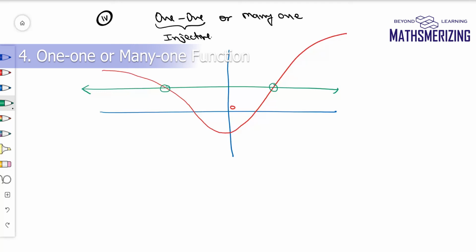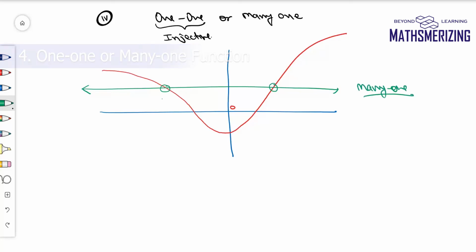So if every time I'm getting only one point of intersection, that means for one value of y, I'm getting only one value of x. In that case, function will be a 1-1 function. If I'm getting more than 1 points of intersection, then the function will be many-1 function. Now in this case, when I draw a horizontal line, I'm getting 2 points of intersection. So that means this function is a many-1 function.